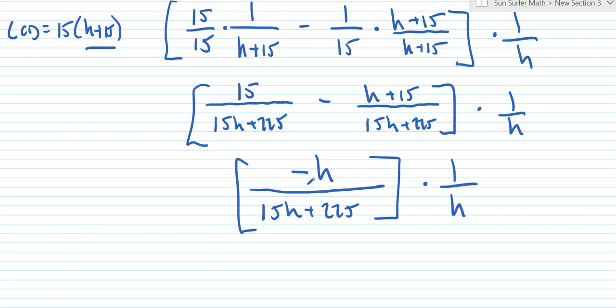The h's now cancel. The minus doesn't go away. That can go with the 1 here. So we have minus 1 over 15h plus 225. And that would be the answer to this problem.